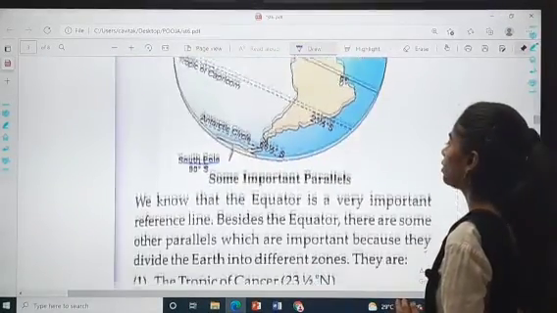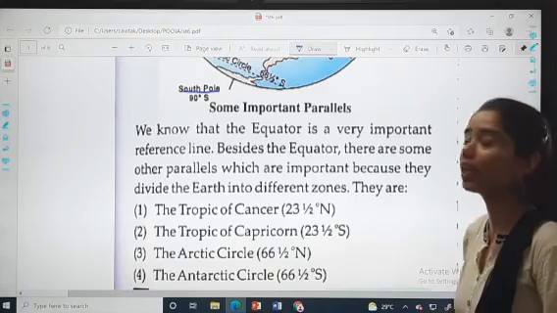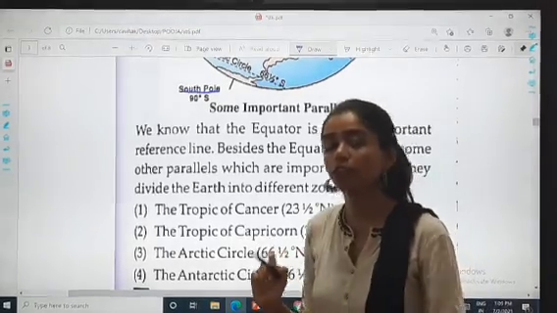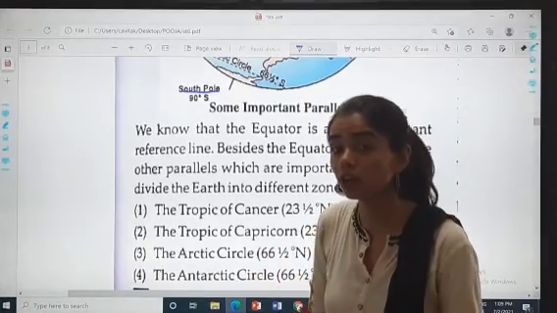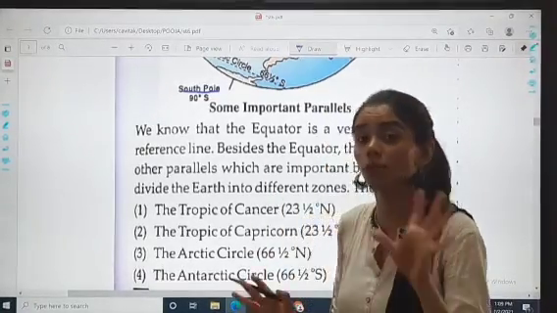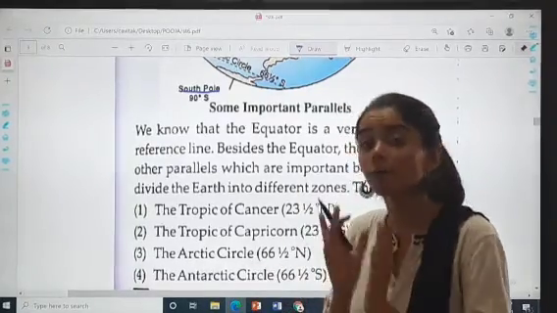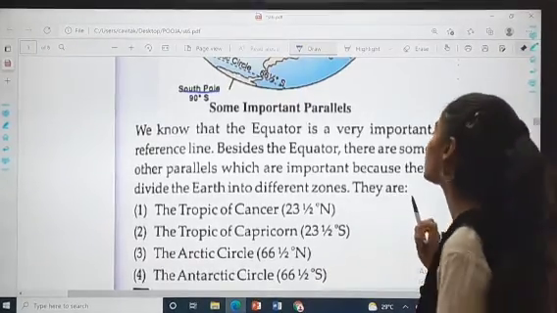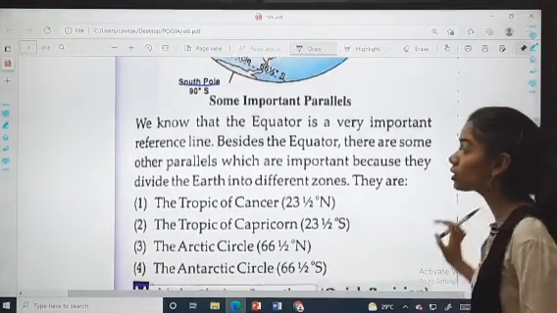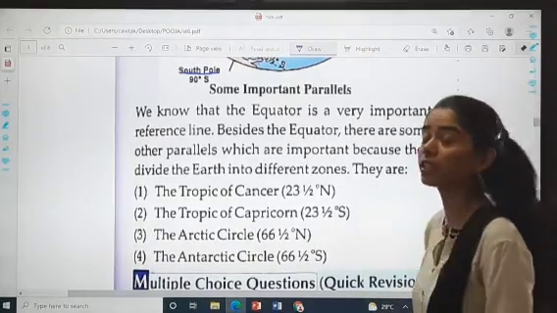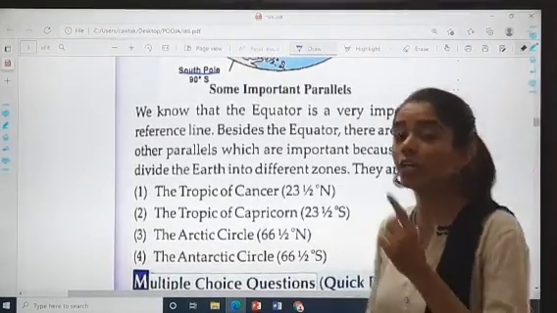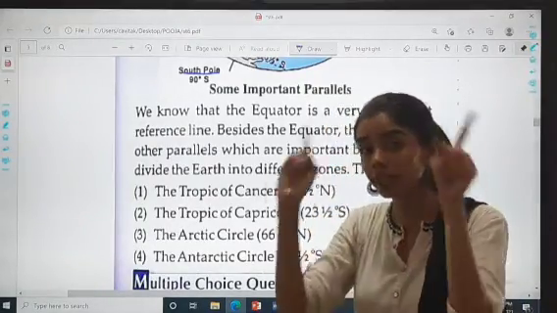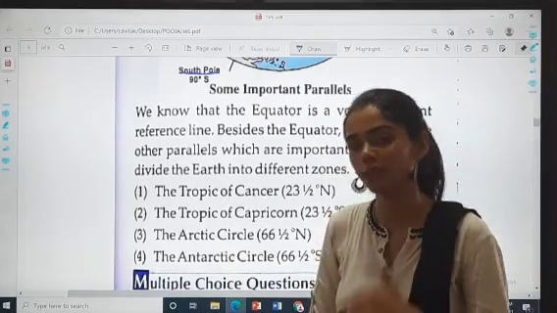Okay? Now moving on. We know that the equator is a very important reference line. Definitely. We had studied in standard 5 also. There was a chapter that is equatorial region. Right? So we know how important is equator. Besides the equator, there are some other parallels which are important because they divide the earth into different zones. So, equator के अलावा भी और भी parallels हैं जो important हैं and वो हमारे earth को अलग-अलग zones में divide करते हैं. So, which are they?